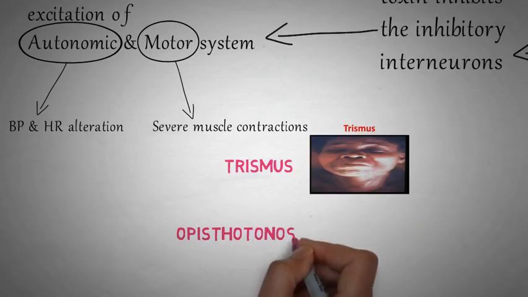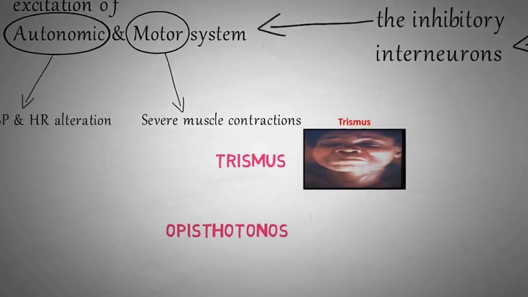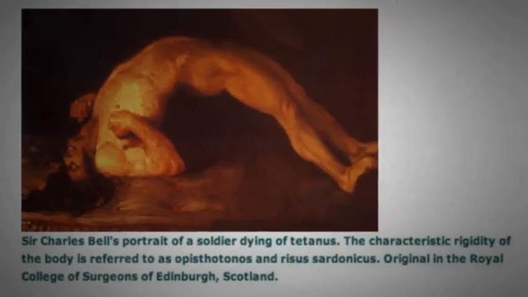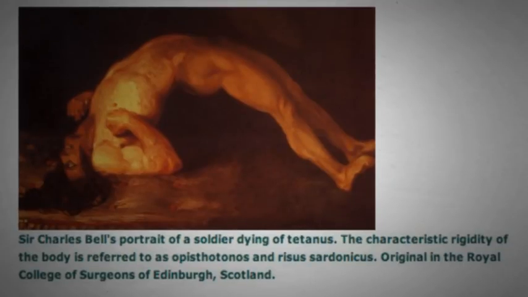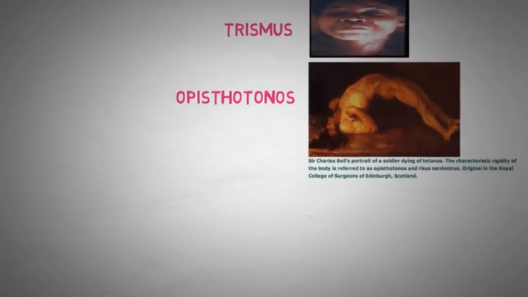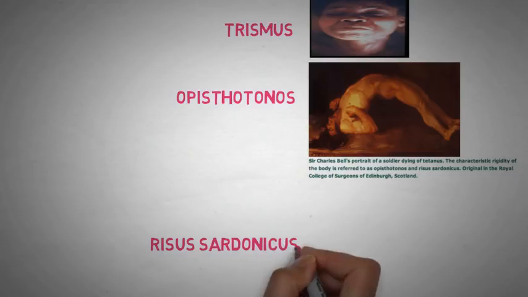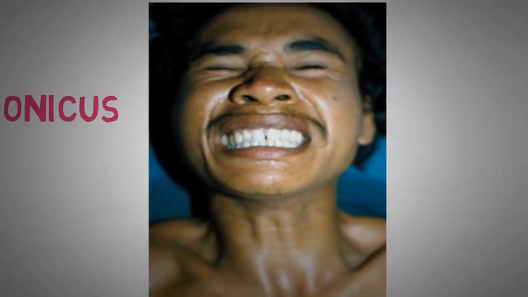When the muscle contractions occur in the back muscles, it is called opisthotonos. Like this. This is a portrait of a soldier dying of tetanus. When the muscle contractions occur in the muscles of facial expression, it is called risus sardonicus. Like this.